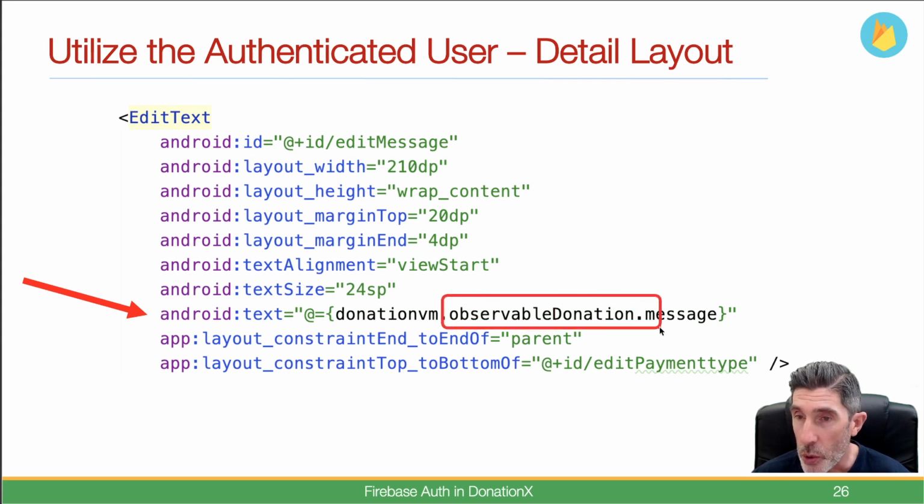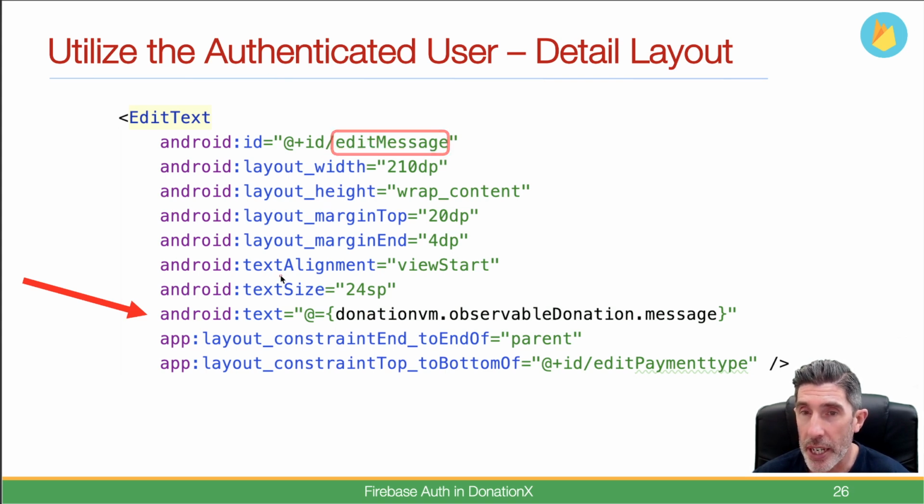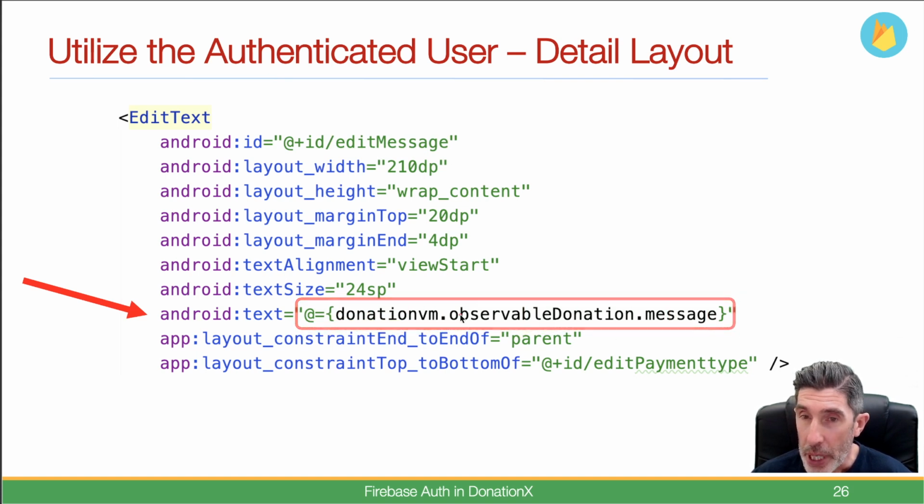And then so we would be getting at the message property of the observable donation. That's our mutable live data. So that's an individual donation. But most importantly, when the user changes this message, our edit message, to change the value here, because of our two-way data binding, it's automatically updated in that donation VM instance, and then specifically the observable donation.